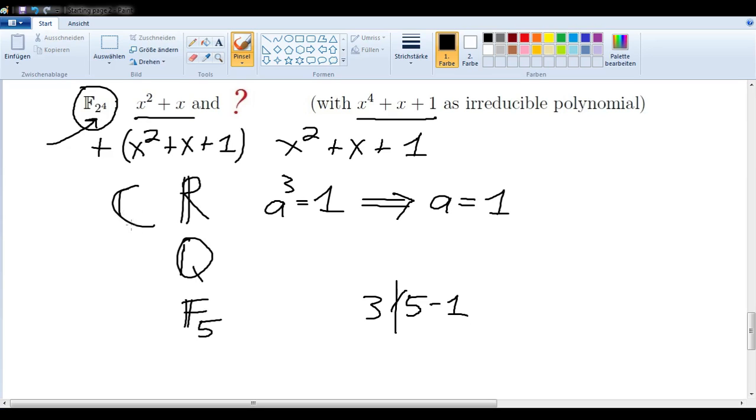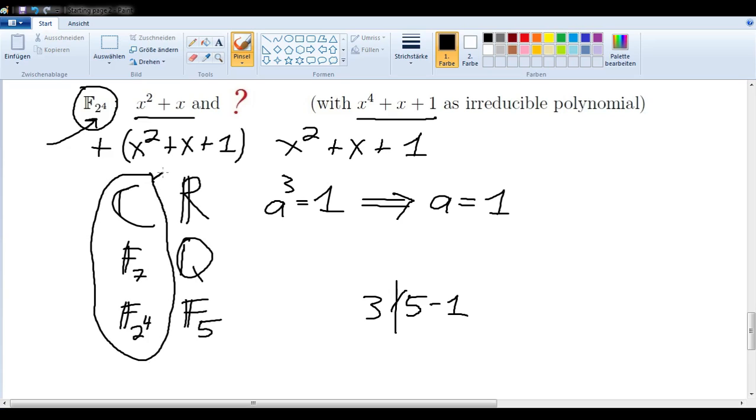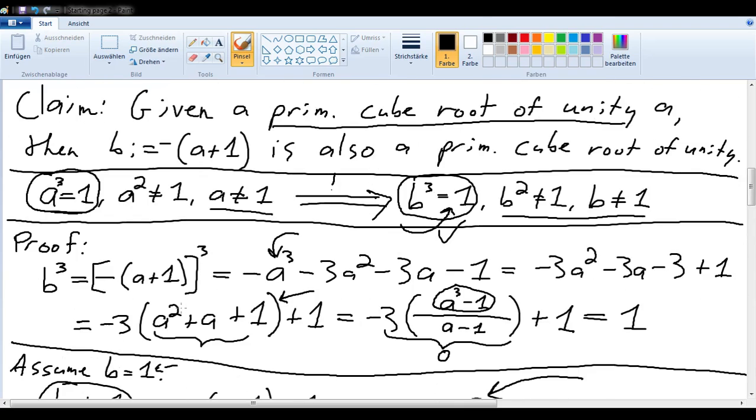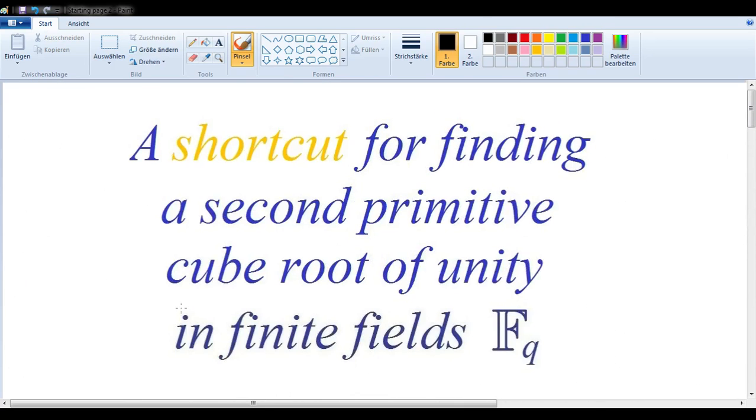The theorem does hold, for example, in the complex numbers and in the prime order fields, for example, F7 or something like F2 to the 4, in a helpful way this time, right? Where we can find that other cube root very quickly. So we see it holds in all fields, sometimes vacuously, sometimes helpfully. So now you have a shortcut for finding a second primitive cube root of unity in all fields.